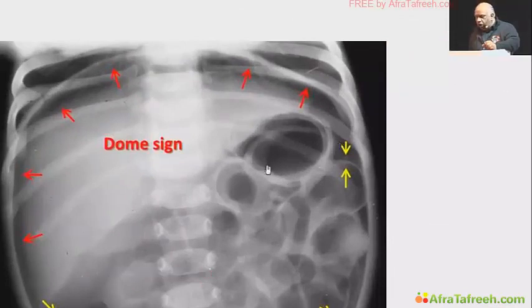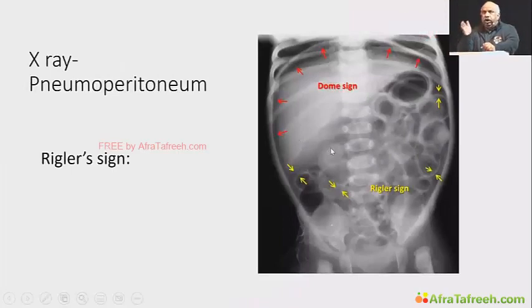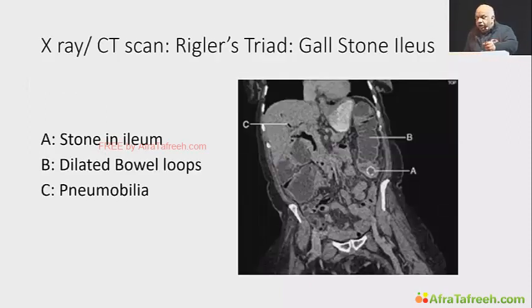I mean, all the yellow arrows are showing bowel wall. Why? Air here, air here. So when air is on both sides of the wall, in the lumen and outside, the air has leaked outside, then I can see the white wall in between. That's called Rigler sign. While Rigler triad is a triad of gallstone ileus. This already was a question of 2021 NEET. Rigler sign, pneumoperitoneum; Rigler triad, gallstone.